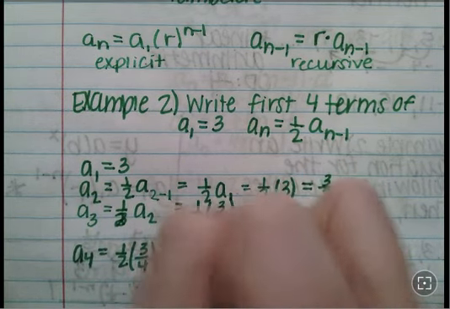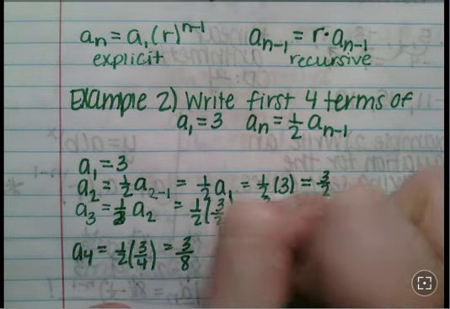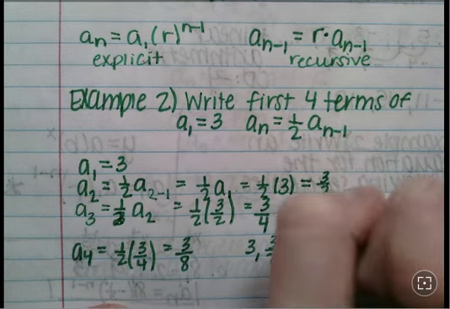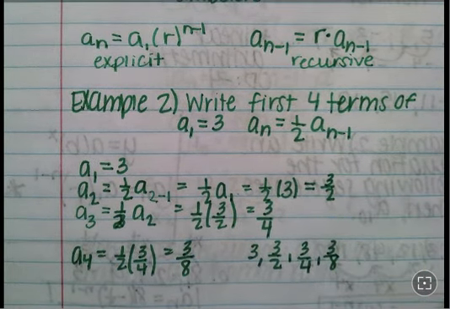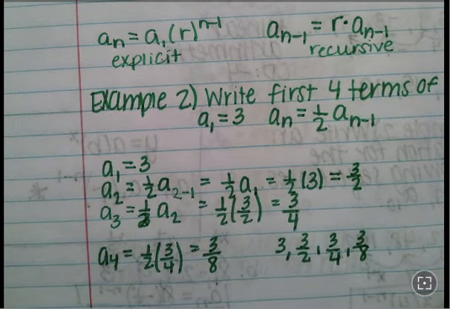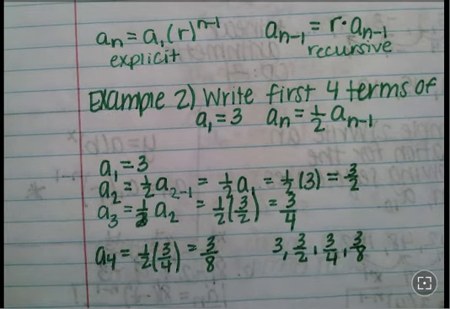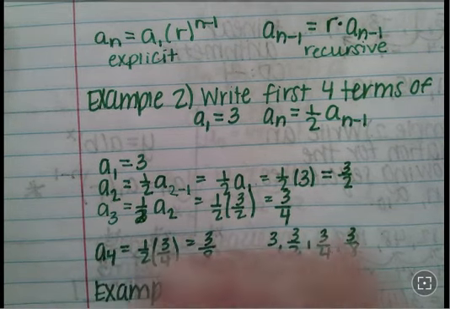And then the fourth term would be 1/2 of the term before, which is 3/4. So you get 3/8. So the first 4 terms are 3, 3/2, 3/4, 3/8. And you could continue if you wanted to, but they only want you to find the first 4, so don't get too crazy. Okay, pretty simple, pretty straightforward. Let's look at another example. We'll call this example 3.